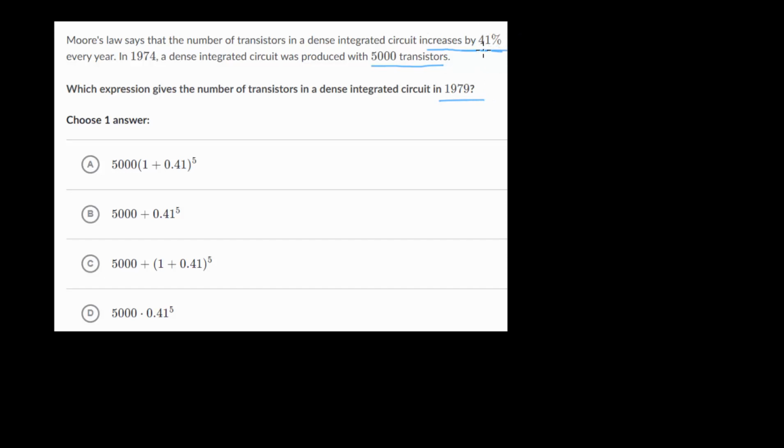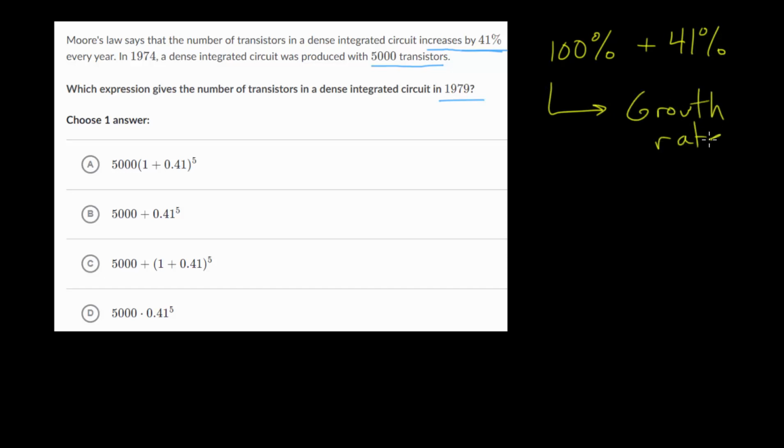So this one's a little bit trickier since we're not explicitly told our growth rate as a number. We're given a percent. And if something increases by 41%, that means it's going to take the original amount. Let me use a different color. So it's going to take the original 100% and then add 41% to that. So this we can call the growth rate. And let's turn this into a decimal.